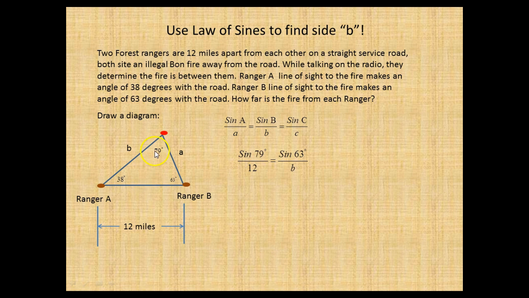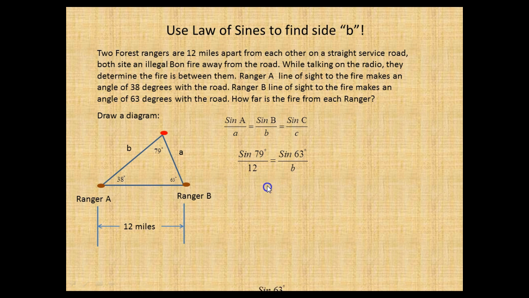Now, we have the 79 degree angle. The leg opposite 79 degrees is 12 miles. So that's sine 79 degrees divided by 12. And that's equal to the sine of 63 degrees, and the leg opposite 63 degrees is B. But we don't know what B is, okay?